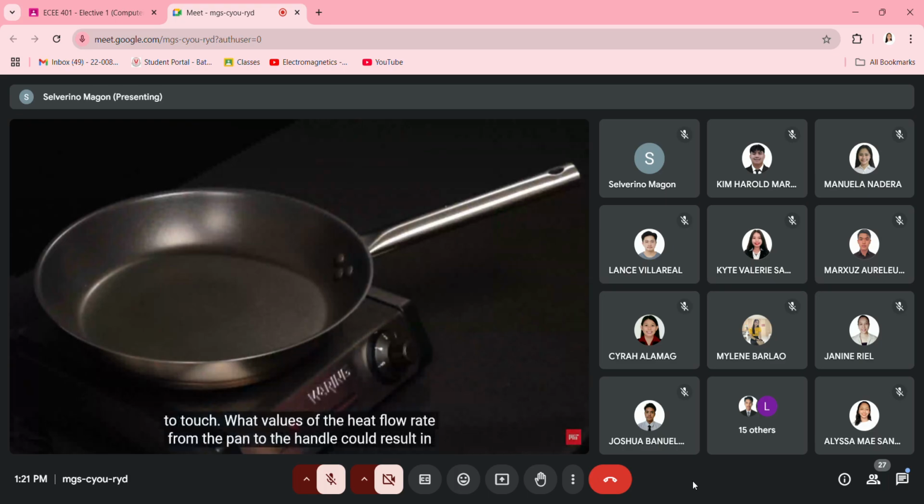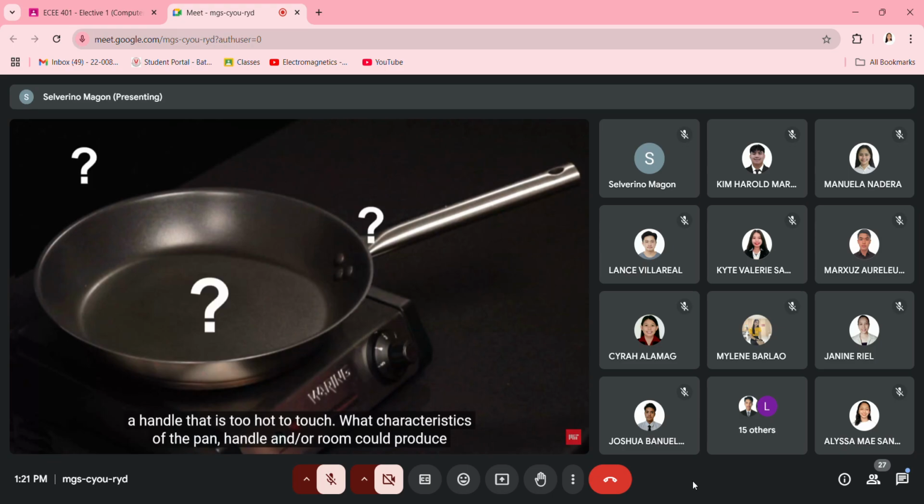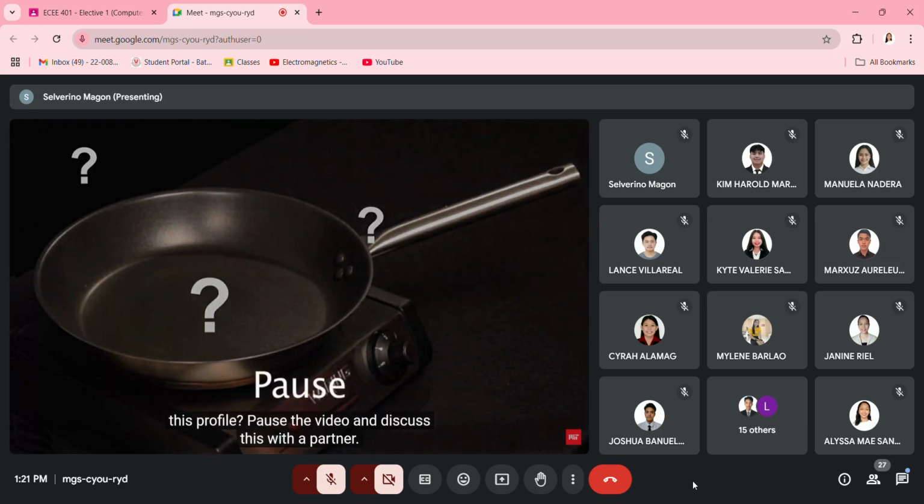What values of the heat flow rate from the pan to the handle could result in a handle that is too hot to touch? What characteristics of the pan, handle, and/or room could produce this profile? Pause the video and discuss this with a partner.